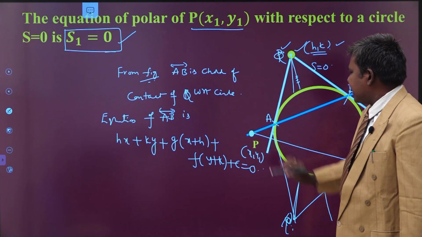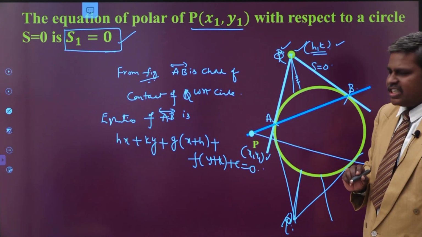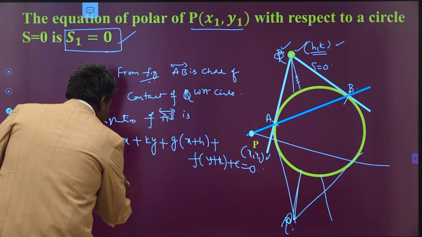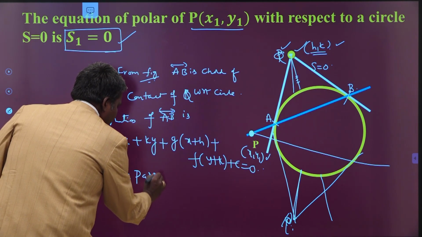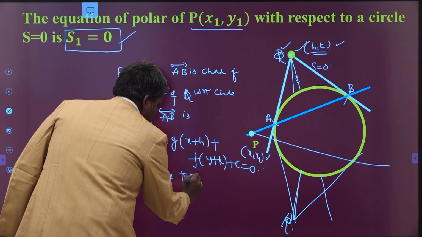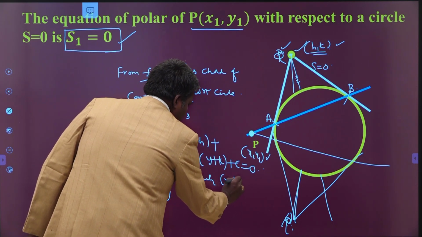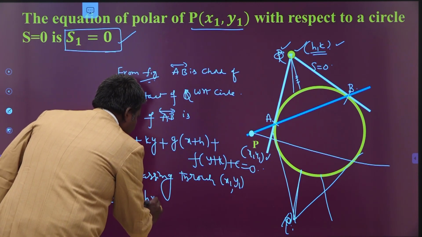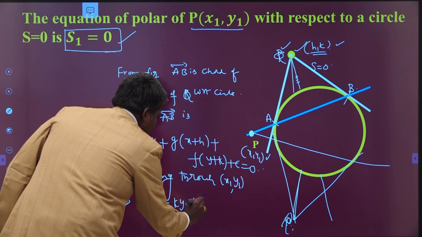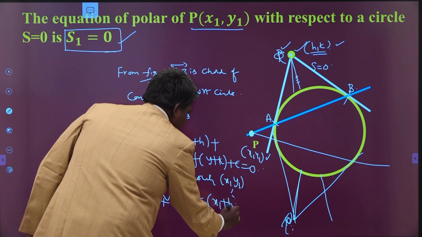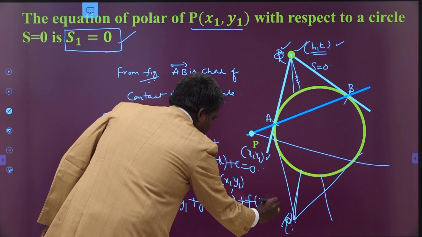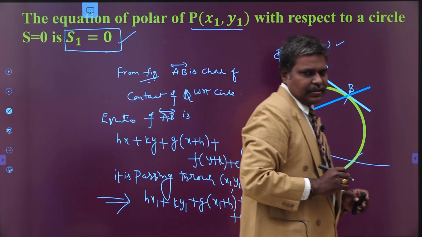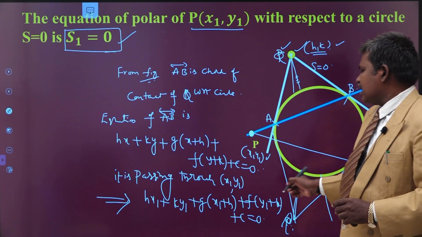Now, this chord of contact is passing through what? (x1, y1). It satisfies (x1, y1). That is why replace x by x1 and y by y1. We get it is passing through (x1, y1), which implies hx1 + ky1 + g(x1 + h) + f(y1 + k) + c = 0. This is the condition for all (h, k). Am I correct or not? Now can you write the locus of (h, k) or not?